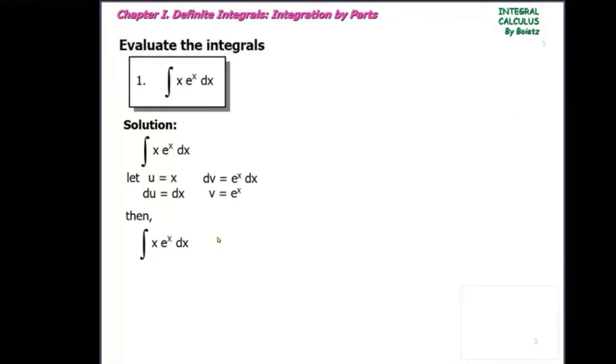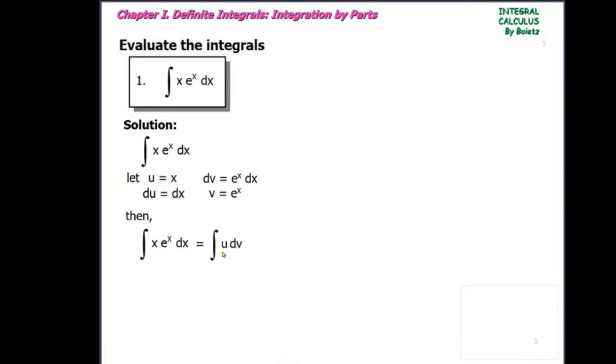Then, substitute. Ako kasi, ang ginagawa ko, binabalik ko siya doon sa formula where the integral of u dv is equal to uv minus integral ng v du. Para hindi nakakalito. Kasi, although this one is very, very basic, kaya lang, as much as possible, ganyan ang ginagawa ko para hindi ka malito.